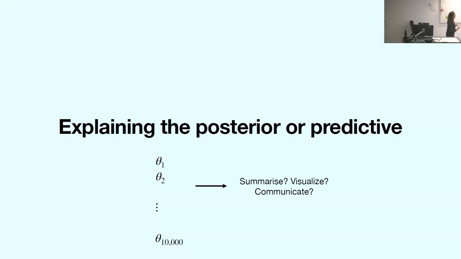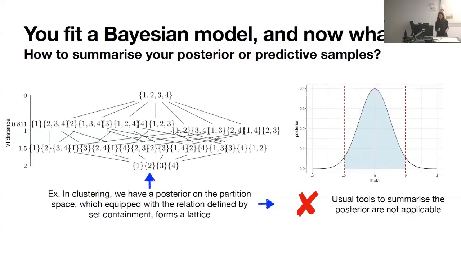Okay, so finally we're going to get to, so how can we explain, summarize, visualize this distribution? Okay, so I said we're going to focus just on the context of clustering. So in the context of clustering, we do have some structure to this space. It forms a lattice. We do have a relation that gives us a partial ordering, but it's not a nice Euclidean space. So we can't just do things like take a posterior mean, look at the standard deviation. It's just not helpful in this setting.